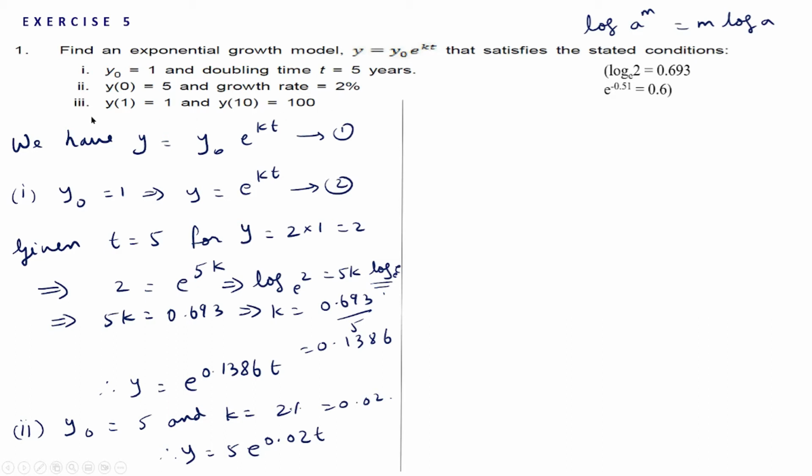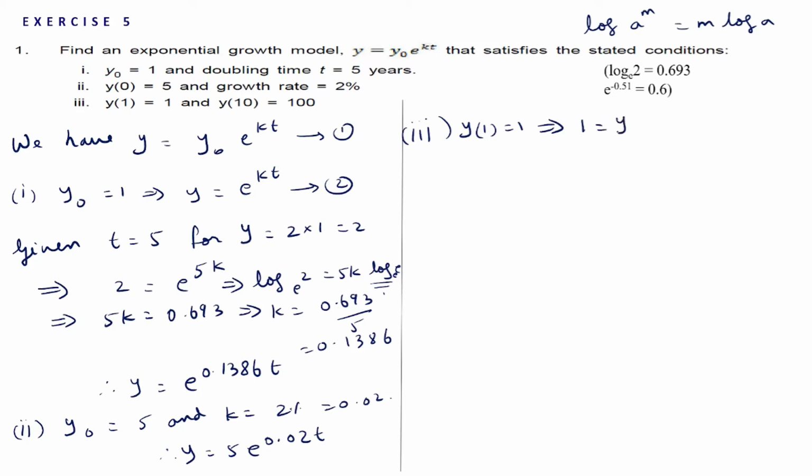Now moving on to the third subdivision. Here y of 1 and y of 10 are given. We need to find the model. That is, we need to find y naught and we have to find k. Substitute it here so that we will get the exponential growth model. Third subdivision, y of 1 equal to 1 implies, here we have to substitute t as 1 and y of 1, that is y as 1.